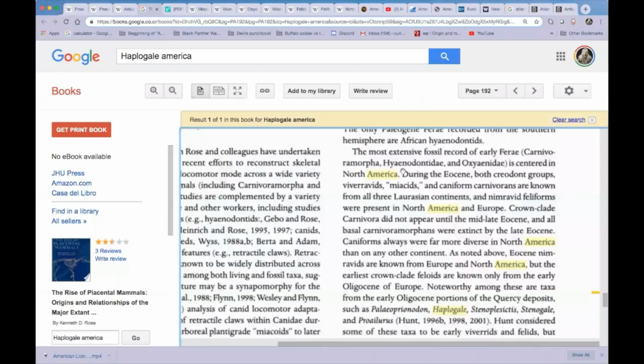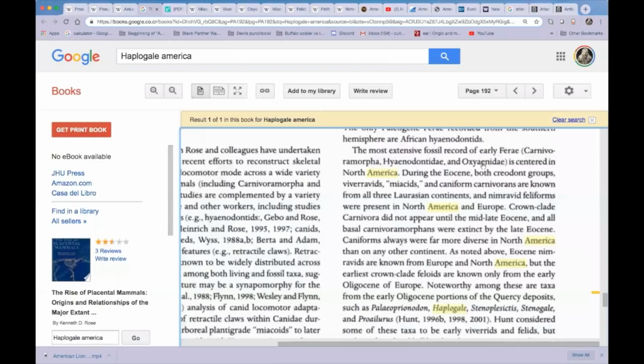It says the most extensive fossil record of early Carnivoramorpha, Hyaenodontidae and Oxyaenidae is centered in North America. North America. You guys starting to see the trend. I'm going to keep it here in America. During the Eocene, both Carnivoraformes groups, Viverravids, Miacids, and Caniform carnivorans are known from all three Laurasian continents, and Nimravids and Feliforms were present in North America and Europe. Crown clade carnivora did not appear until the mid-late Eocene, and all basal carnivorans were extinct by the late Eocene.